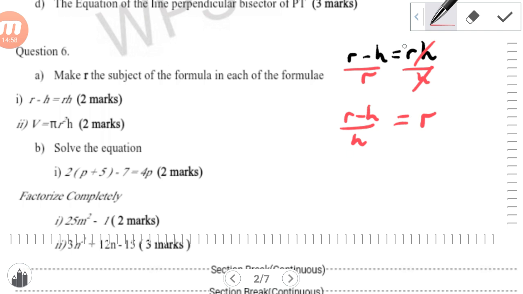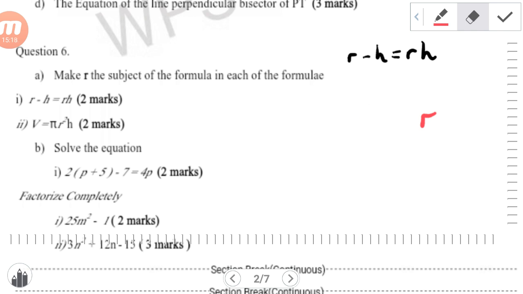Now, here's the mathematical problem with this. You're making R the subject, but R is in your answer. Once the intended subject is isolated, it should not be in your answer. This is what makes it mathematically incorrect.